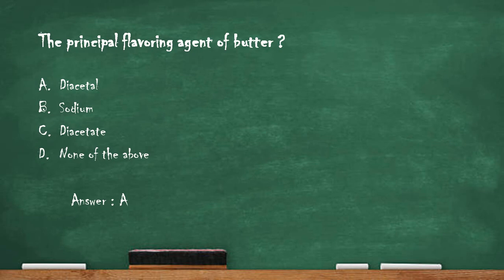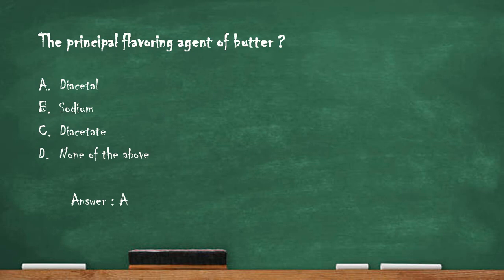Diacetyl is the principal flavoring agent of butter. It's a chemical that gives butter its characteristic flavor and aroma. It's also used in many other food products, including popcorn and butter-flavored cookies, oils, and sprays.